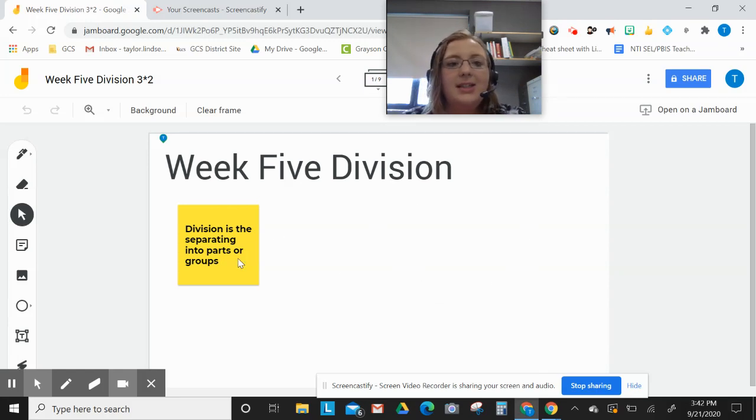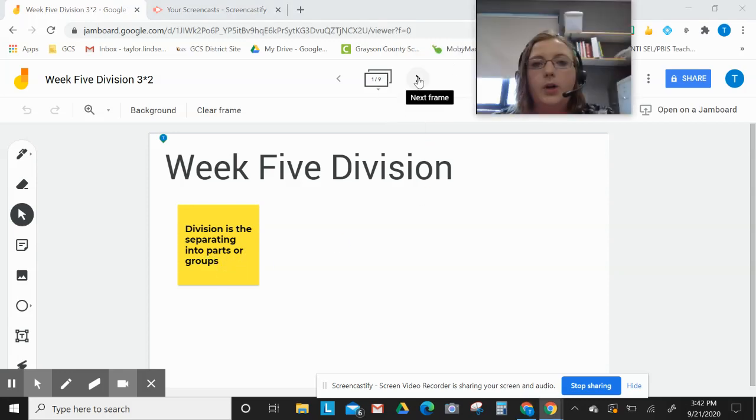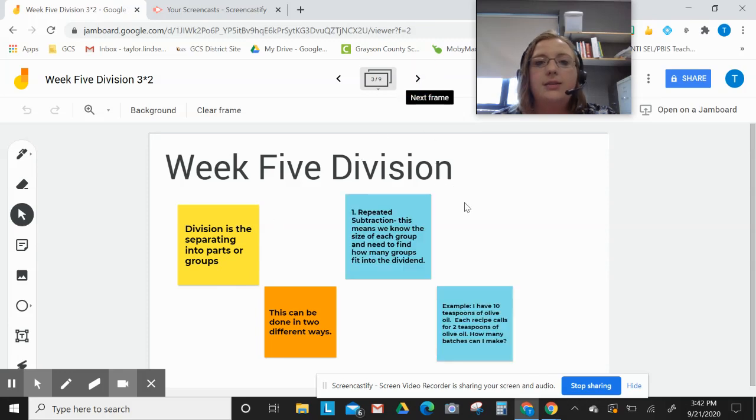So division is the separating into parts or groups. So what does that mean? That means that we are dividing a number into groups and parts, and it can be done in 2 different ways. So the first way is repeated subtraction. This means we know the size of each group and need to find how many groups fit into our dividend. And if you don't remember what that word means, we are going to review it in just a minute.